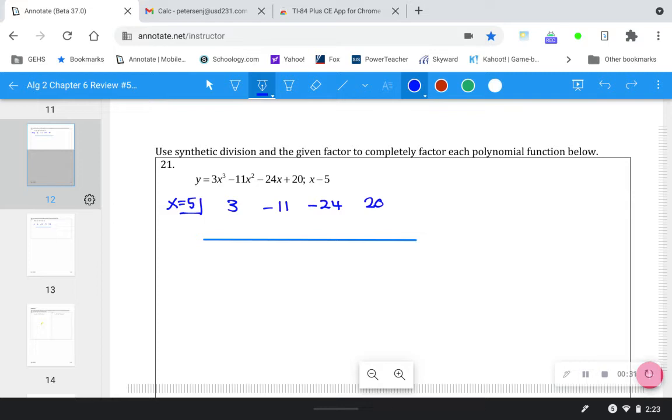And you can see I've got synthetic division set up here. Copy your 3, multiply by 5. Add, multiply by 5. Add, multiply by 5. And what's nice about this is that 0 is a welcome and expected friend. We were told that it was a factor, x minus 5. And that means we should get 0 there. Okay, now you back up and put your variables in.